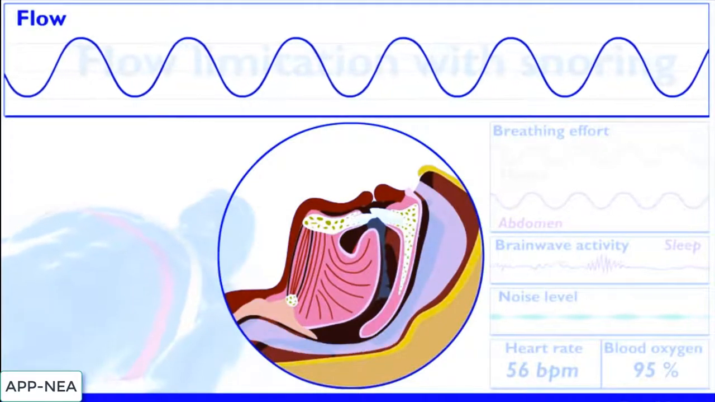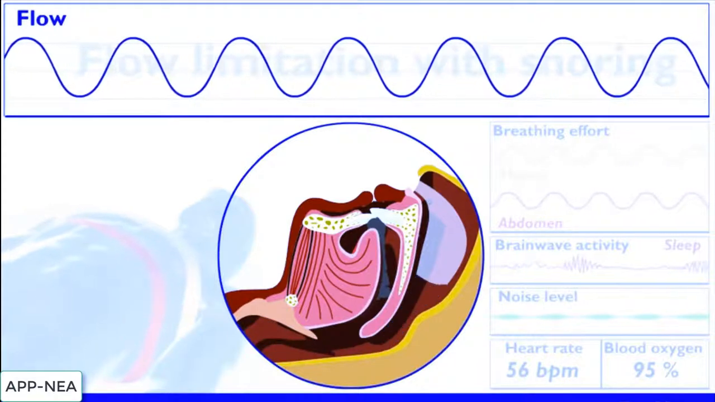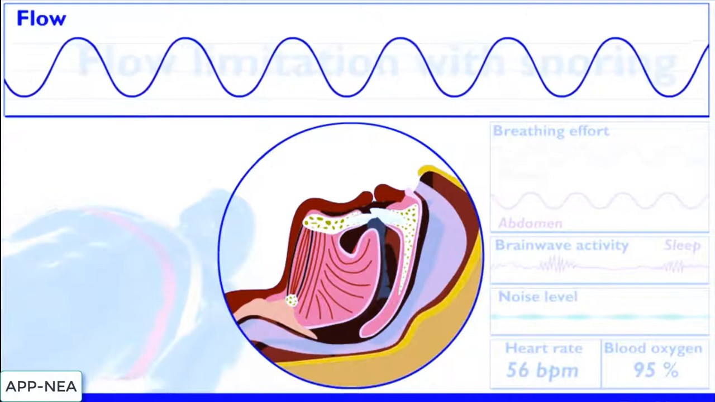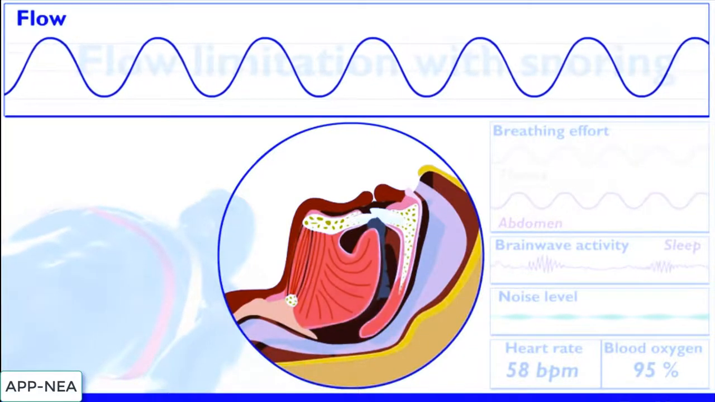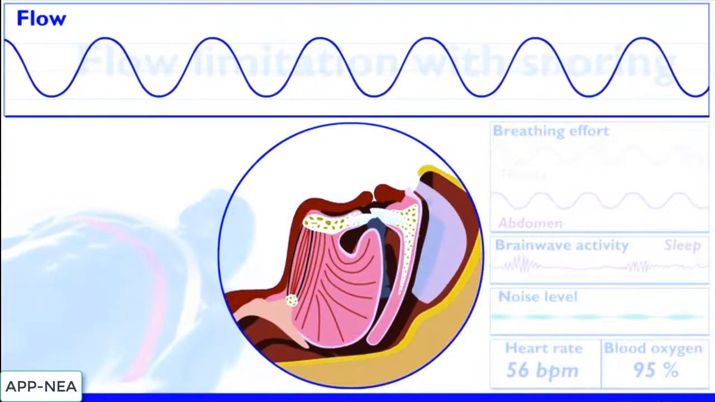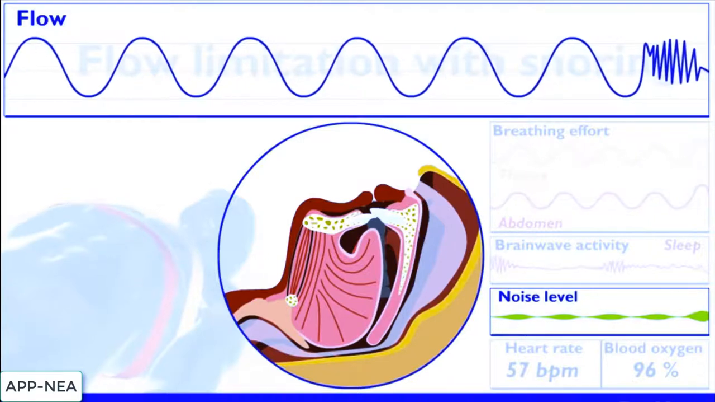Flow limitation with snoring. What is really happening? In many people with SDB, snoring may occur along with flow limitation. As the muscles in the upper airway relax, the soft tissue begins to vibrate when you breathe. This creates the audible sound of snoring.